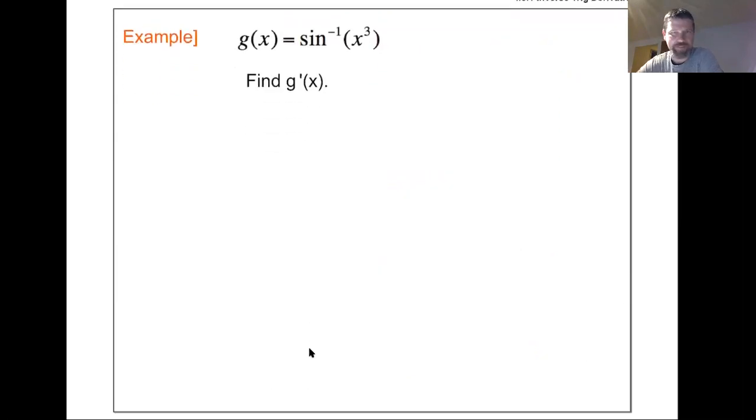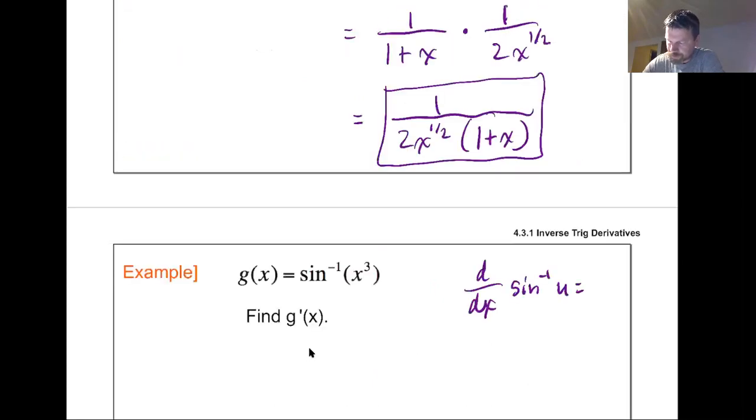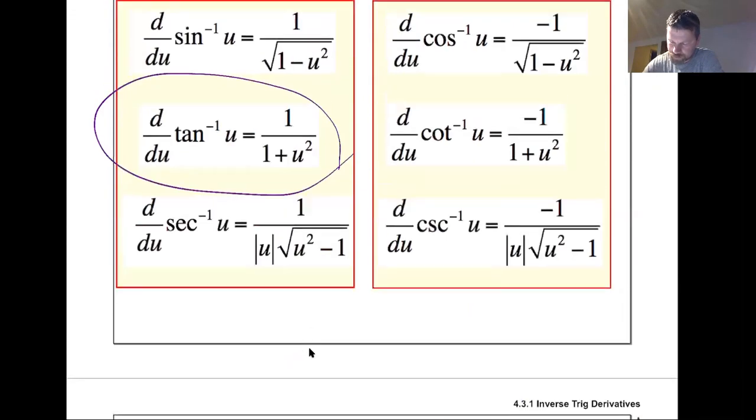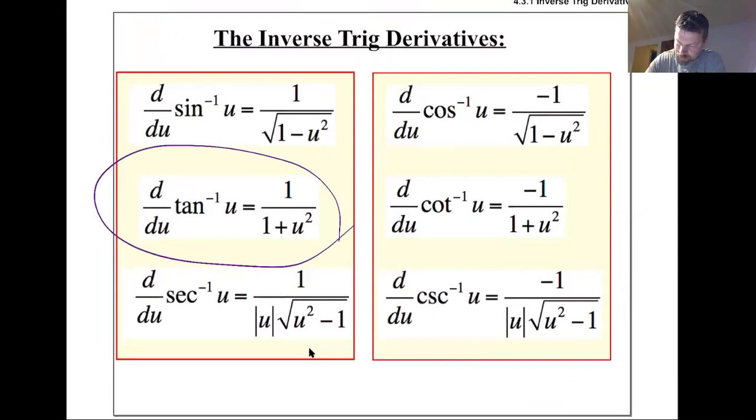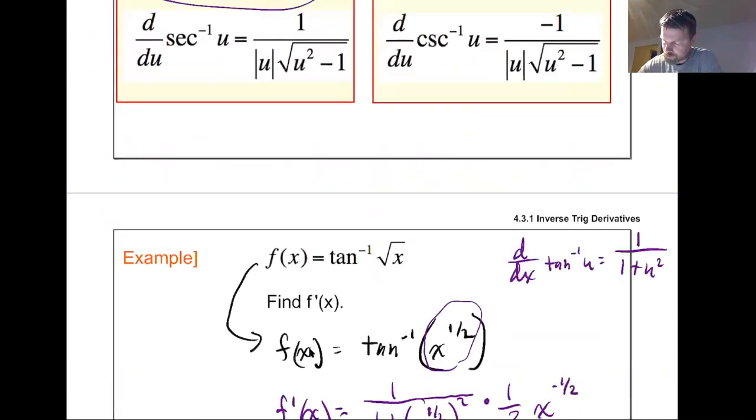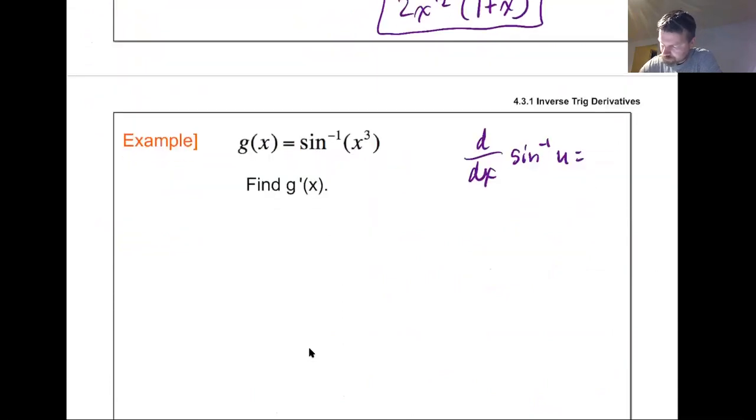Sine inverse of x cubed. All right, off to the side, I'm going to rewrite my derivative for sine inverse of u, just as a reminder, so we have something to look at. So let's see here, going up here, there it is, right there. It's a 1 over the square root of 1 minus u squared. So that's 1 over the square root of 1 minus u squared.